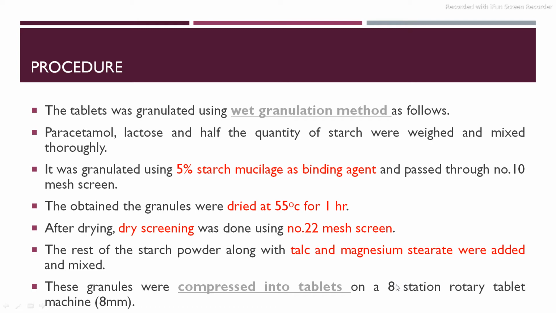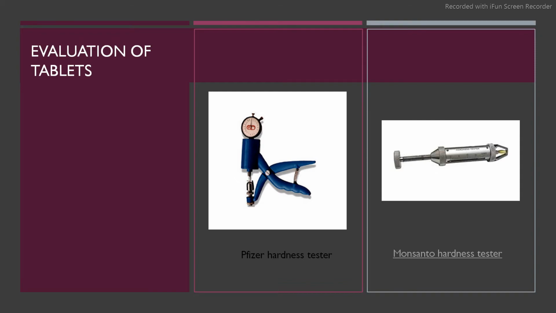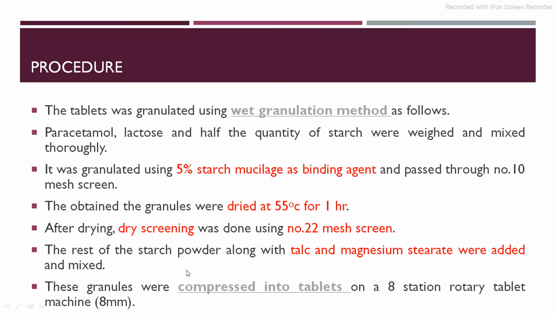So instead of 8, there may be 16 station, 32 station, or as per the requirement of industries. As the number of stations goes on increasing, the capacity of tablet compression goes on increasing. In 1 minute you can compress more than thousands of tablets also. So let me show you a video of tablet compression.